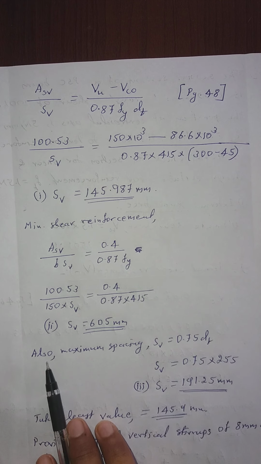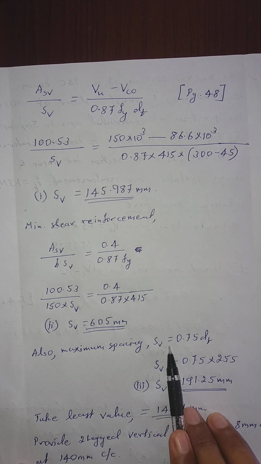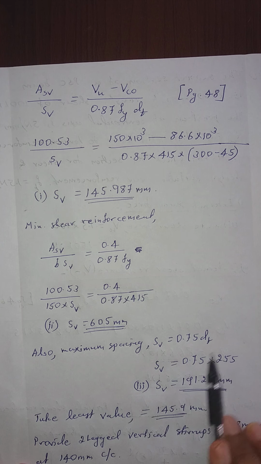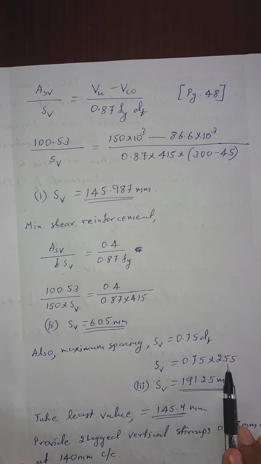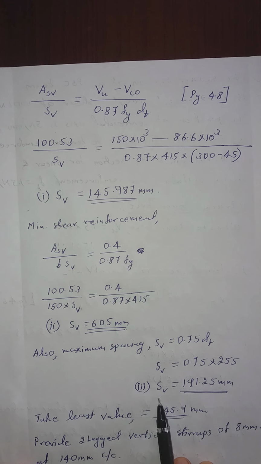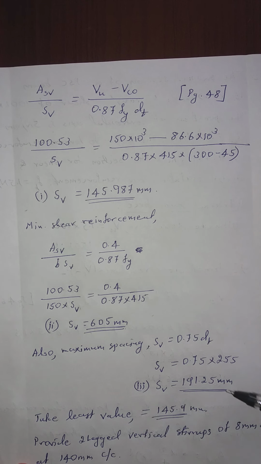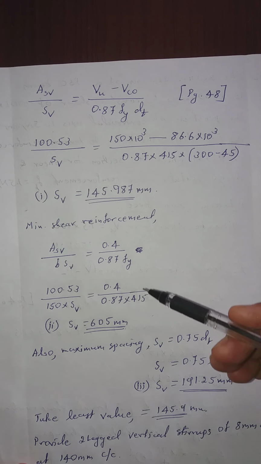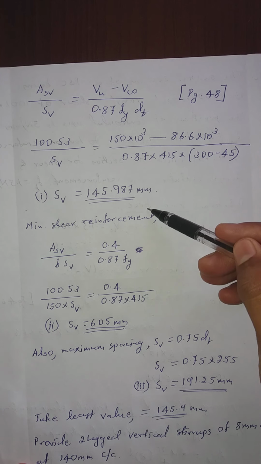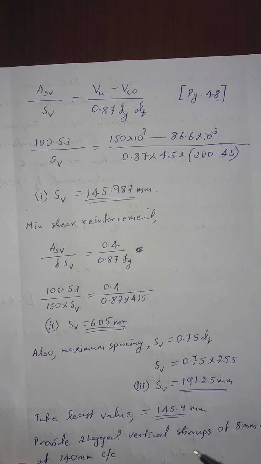Next, the last spacing you have to calculate, that is the maximum spacing. SV is equal to 0.75 dt. dt is 255, I directly substituted 300 minus 45. So SV you will be getting this much. So you got 3 cases, 1, 2, 3. Out of these 3 conditions, whichever gives the least value has to be considered. Among these, which one is the least? This one, 145 mm is the least.